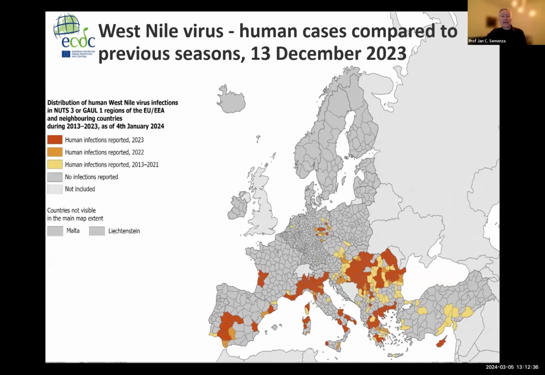And if you look back a decade, you can see that several regions, or NUTS3 as they're called, these administrative units, how several units of these administrative areas have been impacted by West Nile fever outbreaks in the past. So this is going back to 2013, and you can see the different color codings in orange and yellow for the different time periods here, 2022, and the longer period all the way back to 2013.